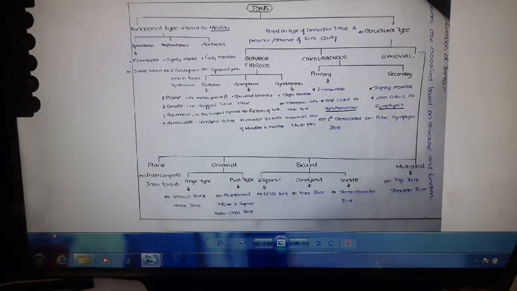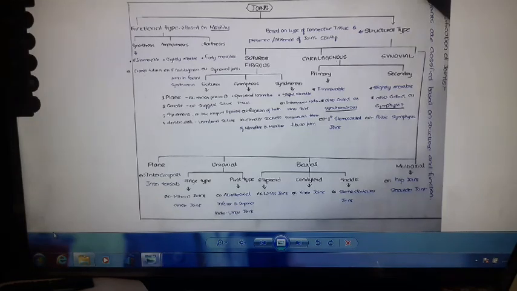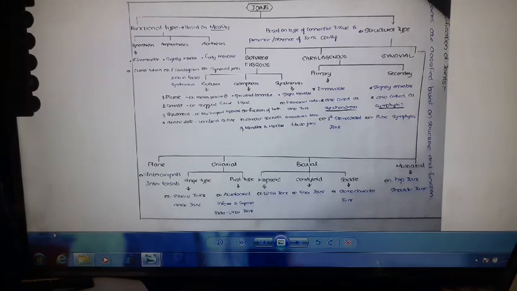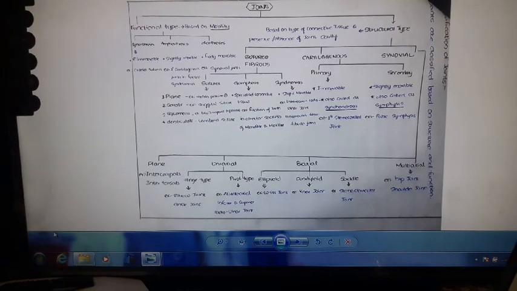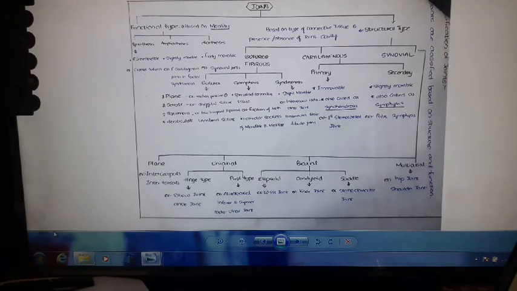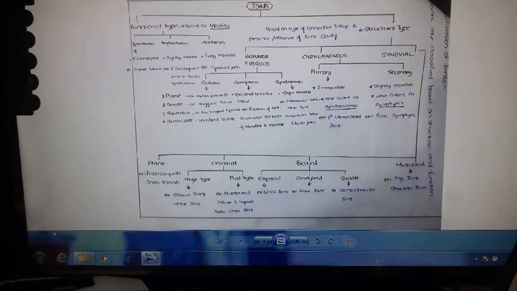Then this functional type is again classified into three types. Number one is synarthrosis. Number two is amphiarthrosis. Number three is diarthrosis. First we discuss the synarthrosis. Synarthrosis means there is no movement. This type of joint we call immobile joints.